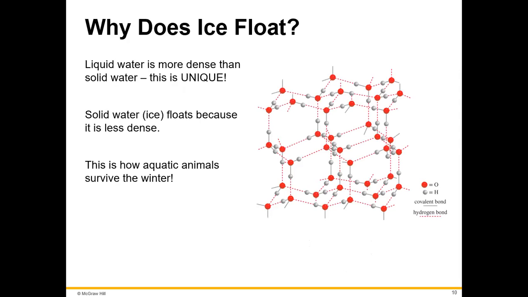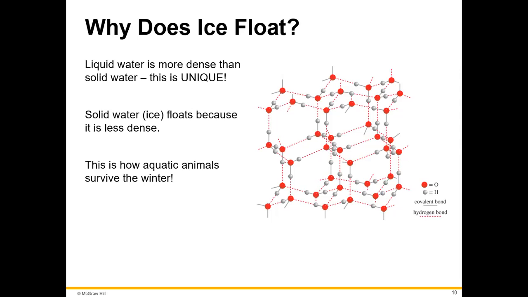And the reason that ice floats is because it's less dense. I mean, that's the reason anything floats on anything. The less dense thing is on top of the more dense thing. And so liquid water is more dense than ice. So when you make ice, the water molecules actually spread out. So you're taking the same mass and you're spreading it over a larger volume. And that means that the density goes down.